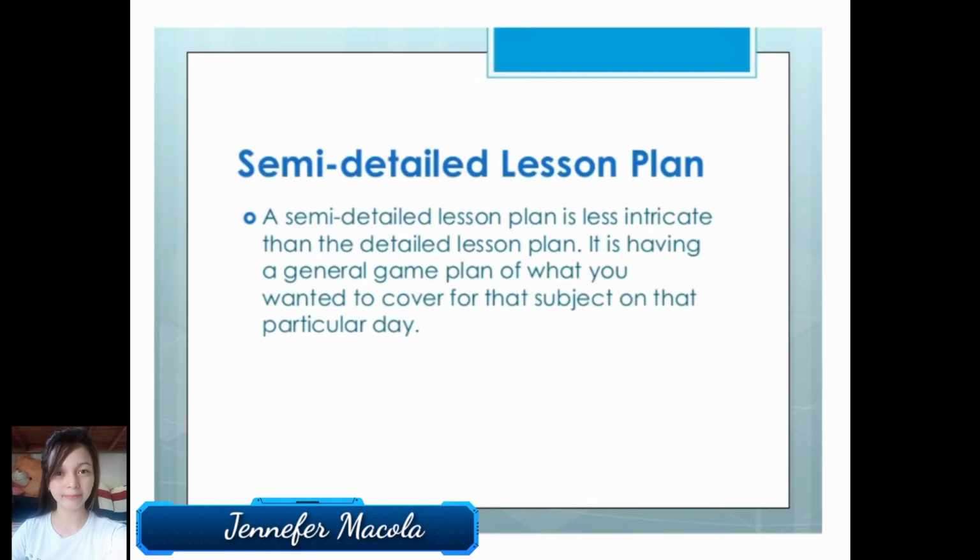Semi-detailed lesson plan. A semi-detailed lesson plan is less intricate than the detailed lesson plan. It is having a general game plan of what you want to cover for that subject on that particular day. A semi-detailed lesson plan will give information about a lesson but not as much as a detailed lesson plan. A brief lesson plan will give mainly just an outline of the lesson.